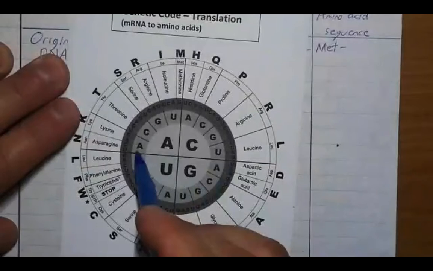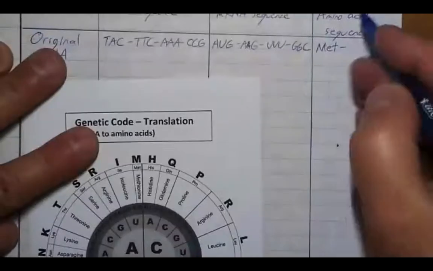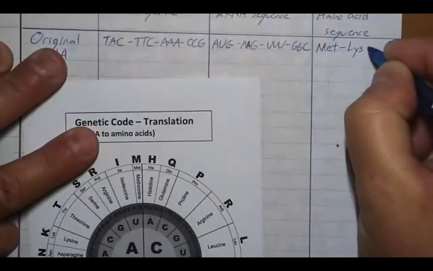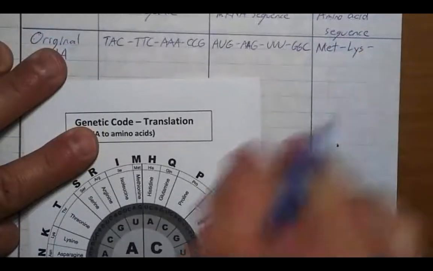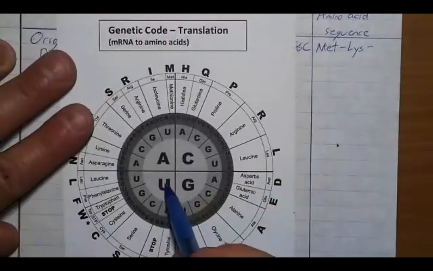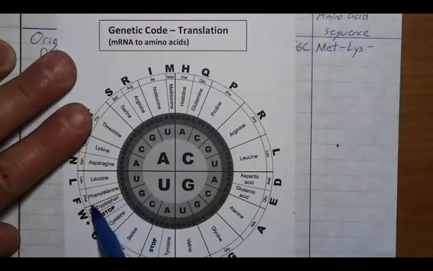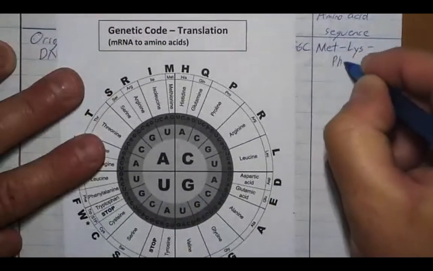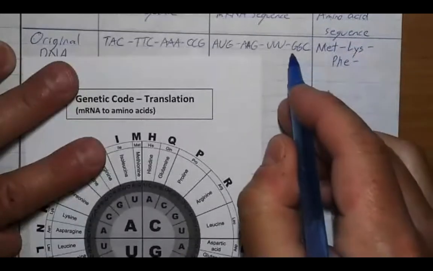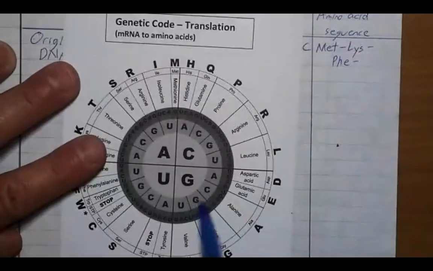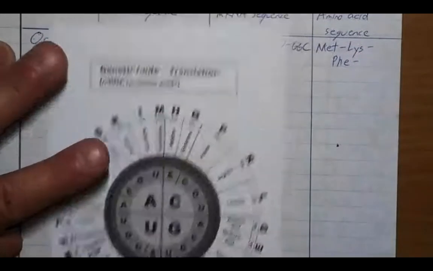AAG. AAG is lysine, or lys. I'm going to go down here. UUU is phenylalanine, or phe. And GGC is glycine.